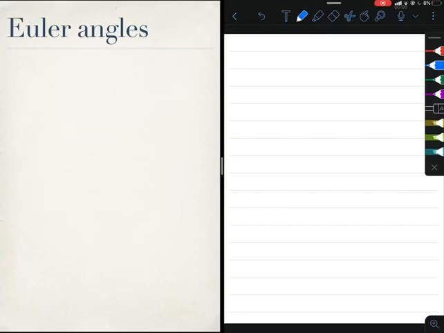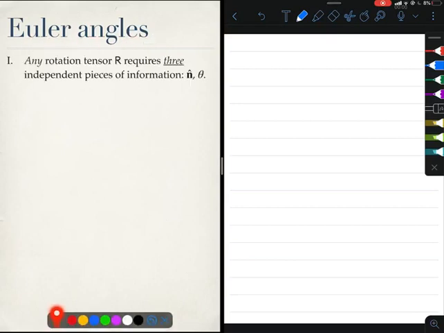So we now come to one of the most popular ways of expressing a rotation tensor, which is through a sequence of Euler angles. To define Euler angles, we first note that a rotation tensor requires only three independent pieces of information, which is the axis of rotation and the amount of rotation. The axis of rotation has magnitude 1, so this is actually two pieces of information here, and this is one piece of information, so that's totally 3.